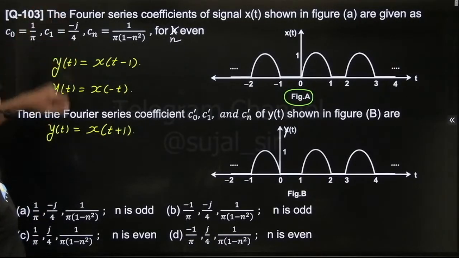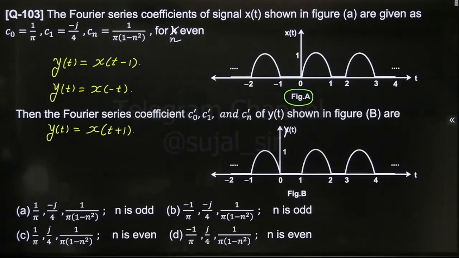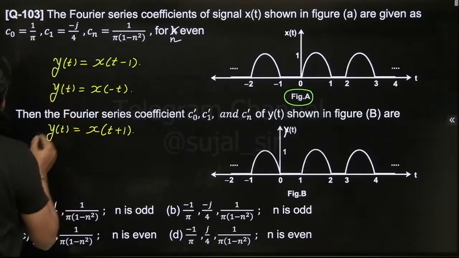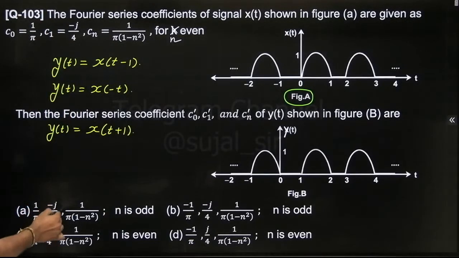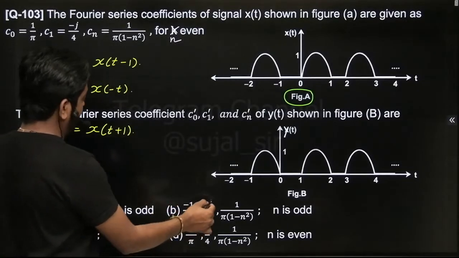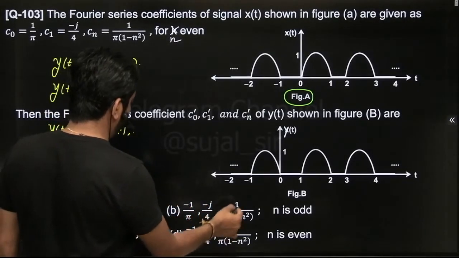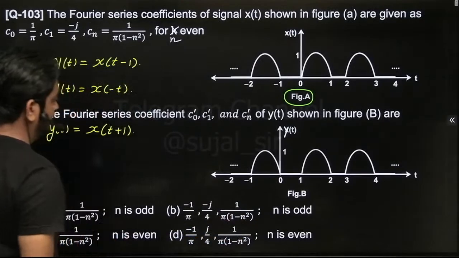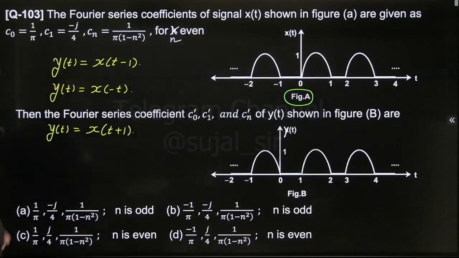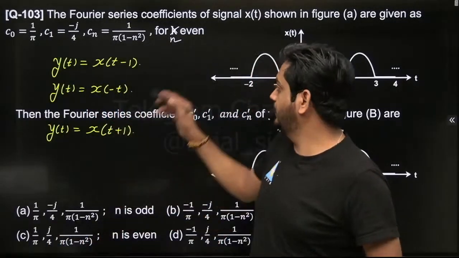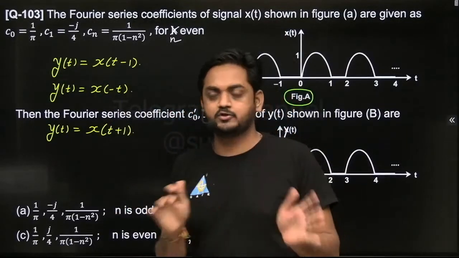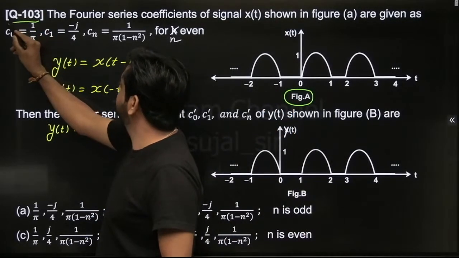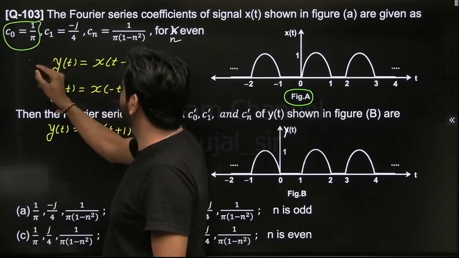Now tell me, which option should be the correct answer here? So if I am taking the second one, now see, 1 by pi minus j by 4, 1 upon pi 1 minus n square, minus 1 by pi minus j by 4, okay, 1 upon pi 1 minus n square. So there is a shifting operation, guys. See, shifting operation and time reversal. So there is no change in DC. First of all, this is DC, guys. This is DC, yes or no?